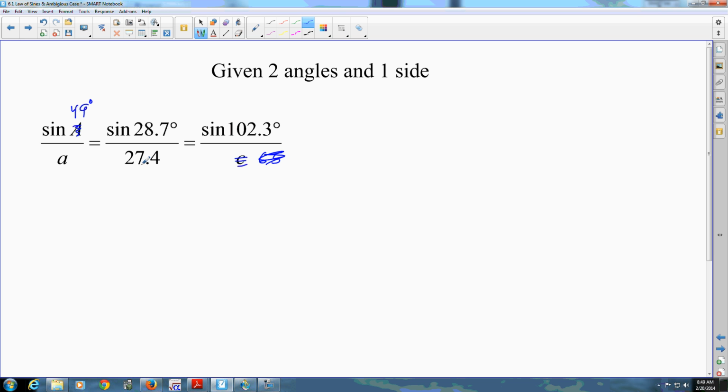Then you just cross multiply again. So you have 27.4 times the sine of 49 degrees equals A times the sine of 28.7 degrees. And then you want to solve for side A, so divide out the sine of 28.7 degrees.